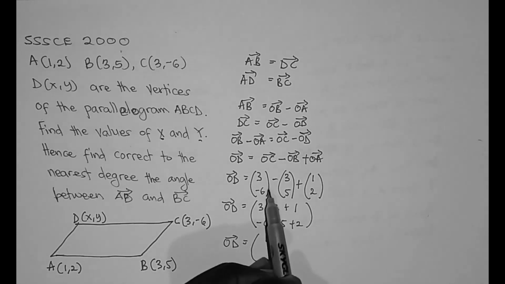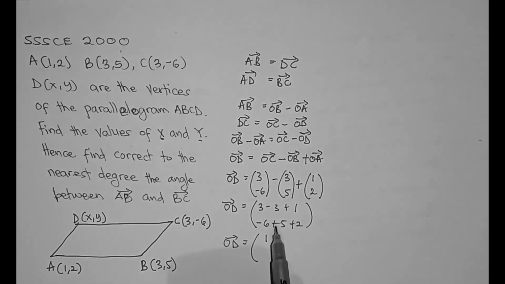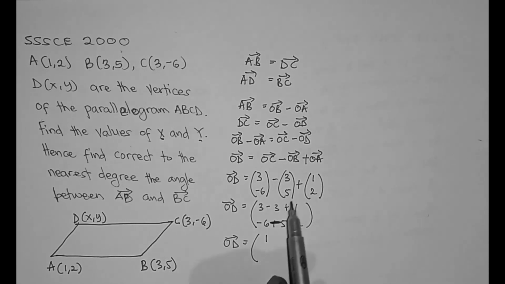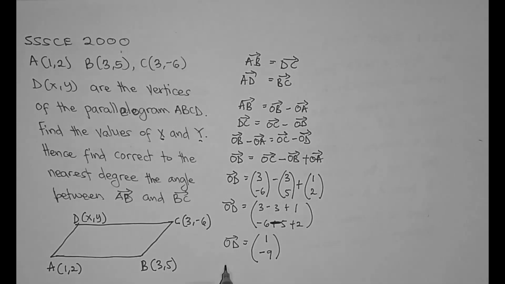So there's a mistake here. This is minus, so this plus 5 is minus 5. So let's correct this mistake. It's not plus 5 because there's a minus sign here. So it becomes minus 6 minus 5 plus 2. Minus 6 minus 5 is minus 11. Minus 11 plus 2 is minus 9. And therefore, the coordinates of D, which is x, y, is equal to 1 and minus 9.